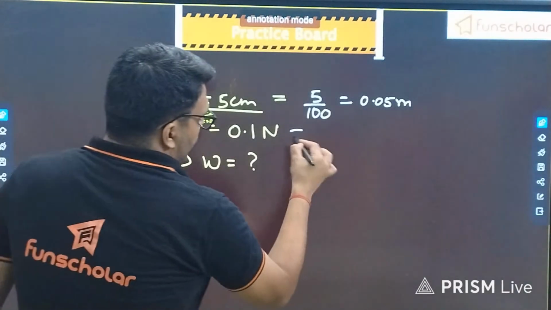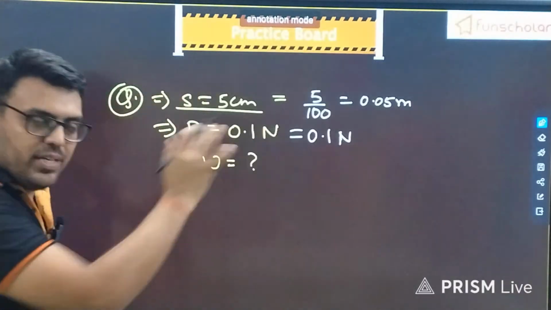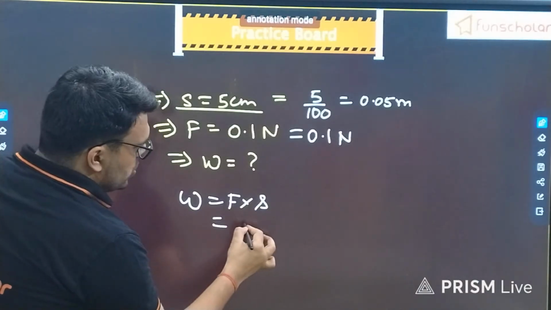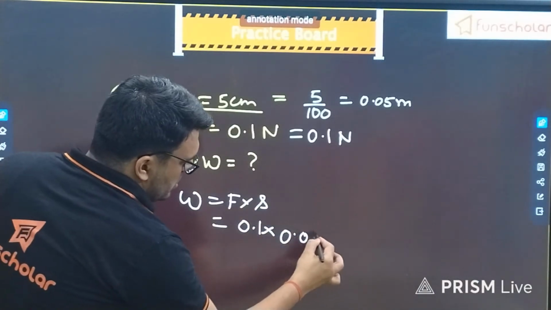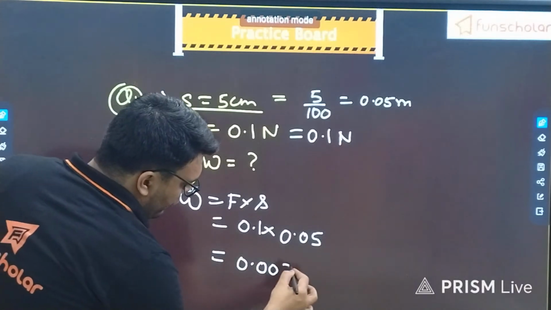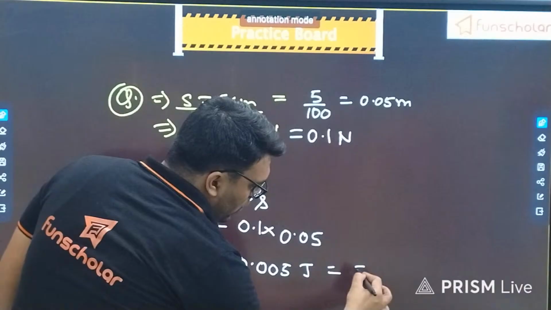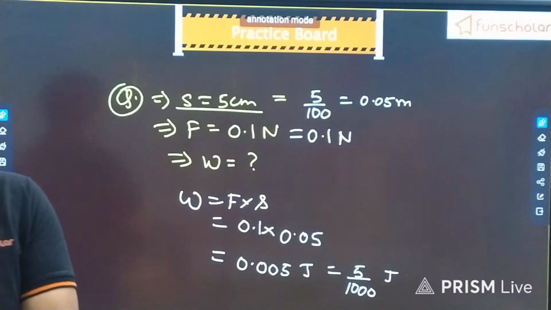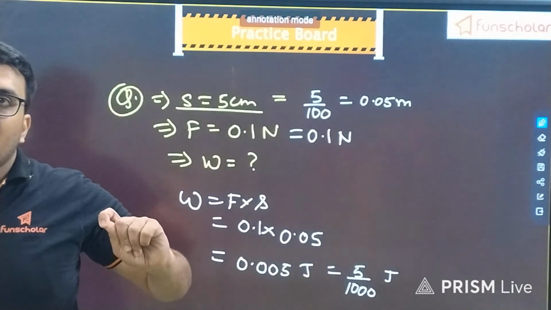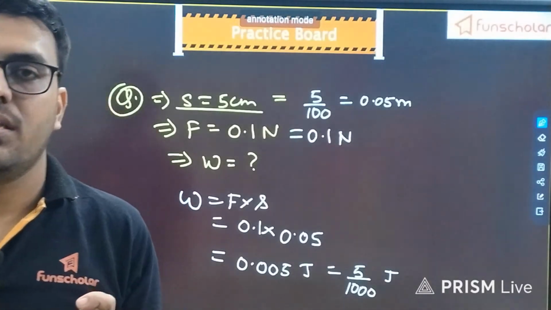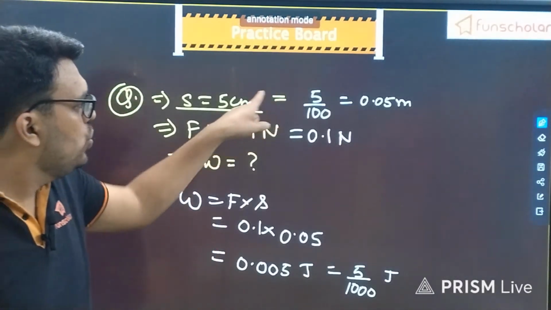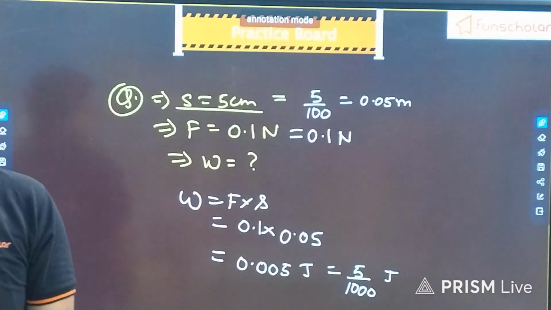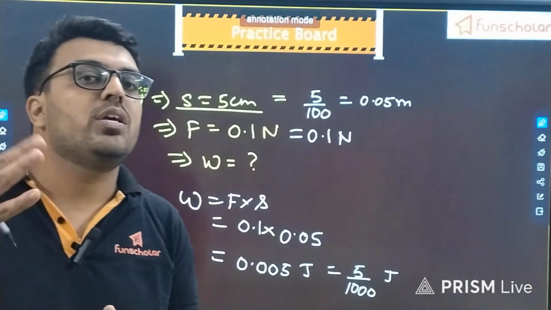What is the force? Force is obviously in the SI unit, so it is 0.1 Newton. Work done is going to be force into displacement, that is going to be 0.1 into 0.05, that is going to be 0.005 joules, or in the fractional form 5 divided by 1000 joules. So there are not going to be difficult questions, there are only going to be tricky changes. The tricky changes refer to the change in unit. It might be given in SI unit, it might not be given in SI unit. So you have to be very careful what unit you are using.